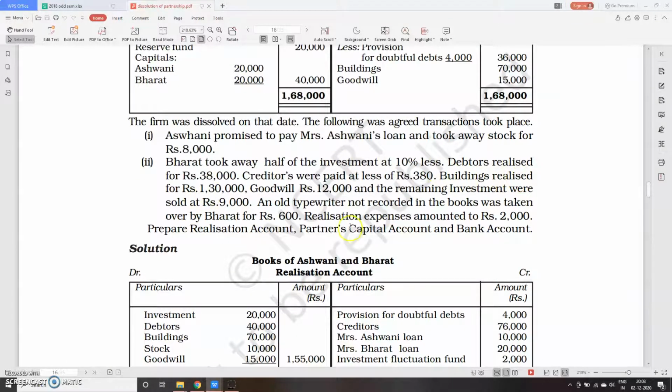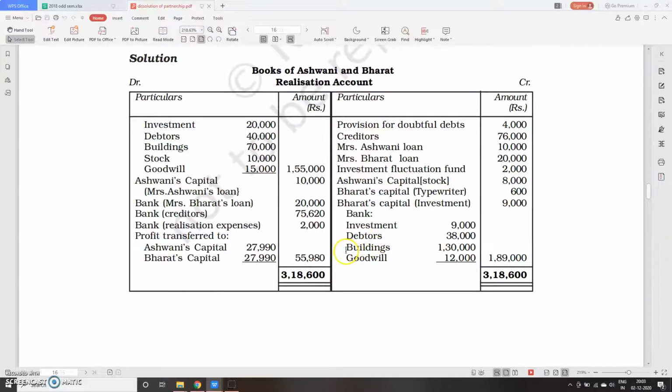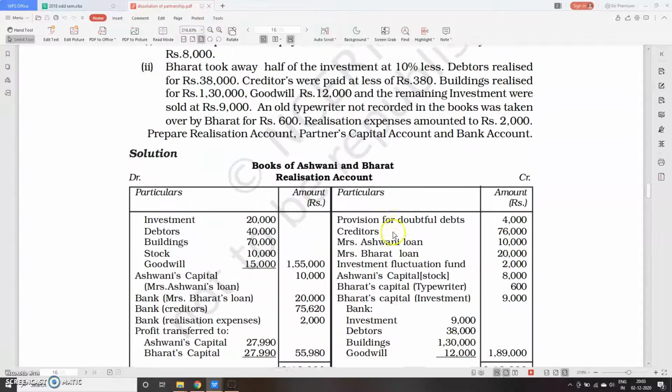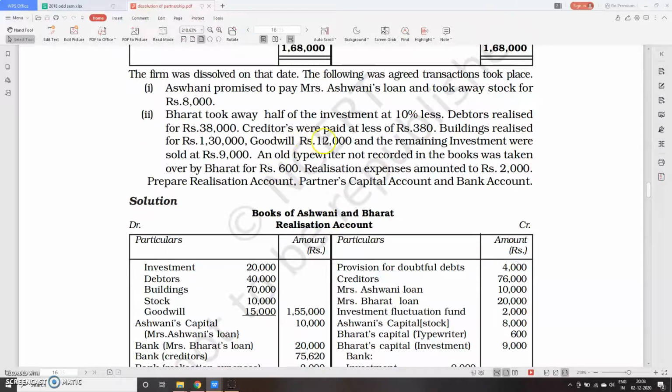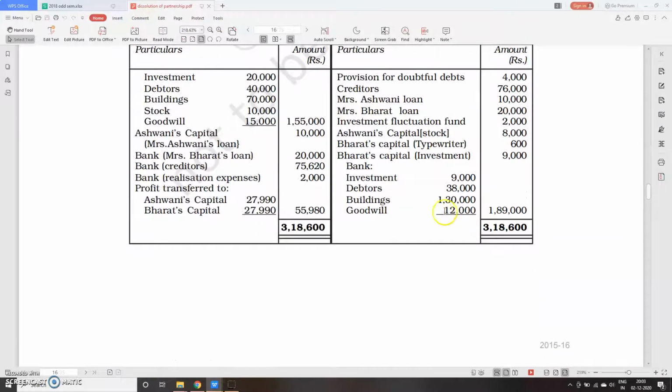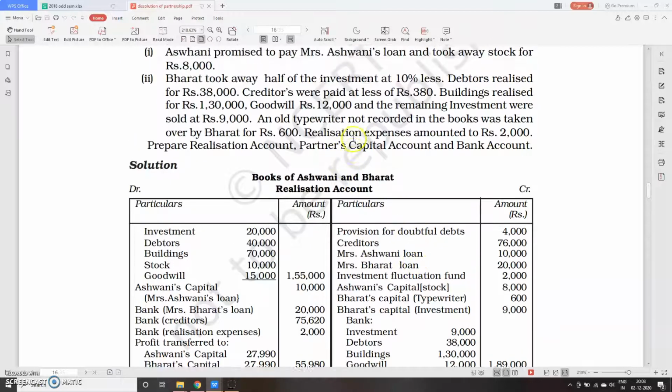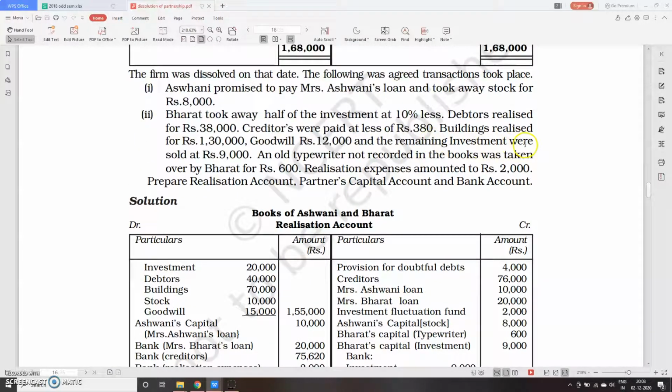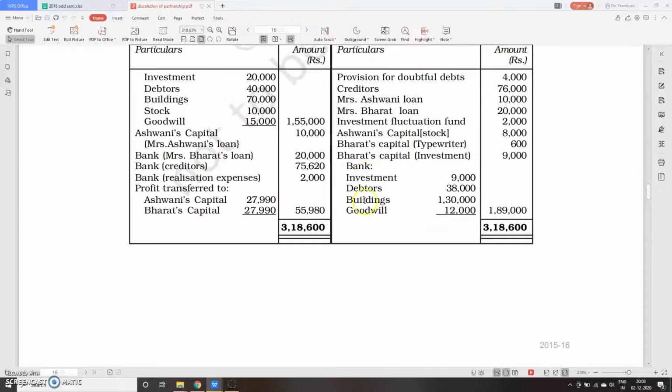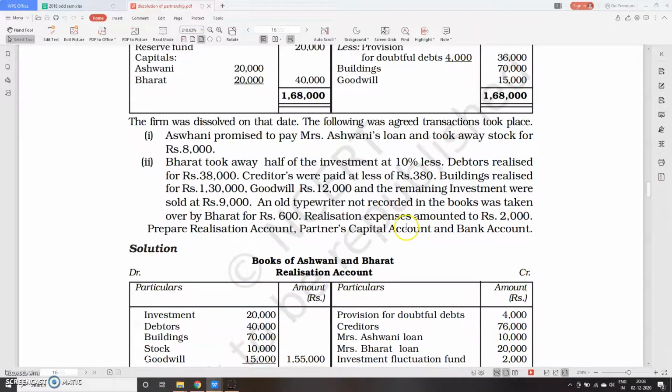Building realized rupees 1,30,000. Here we have buildings 1,30,000. They are all under bank. Okay, realized means we are receiving money. Goodwill for 12,000. Goodwill for 12,000 here. And the remaining investment of 10,000 was sold at rupees 9,000. So investment here is 9,000 again here.